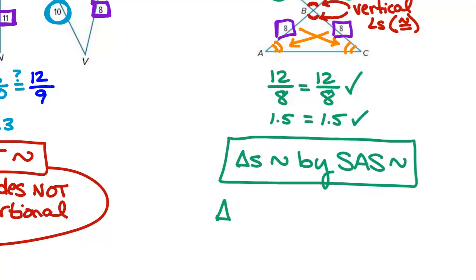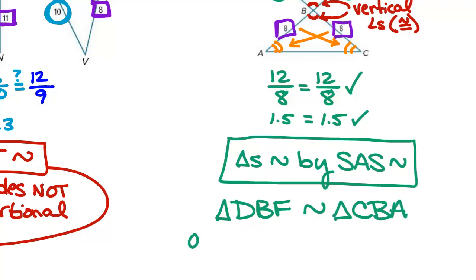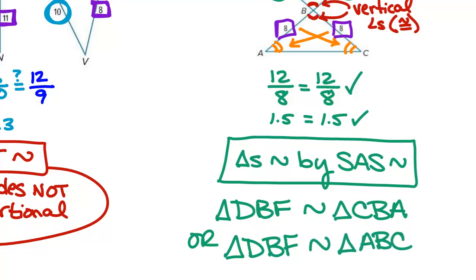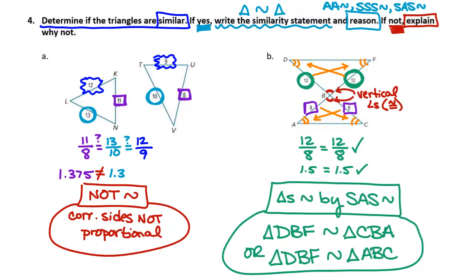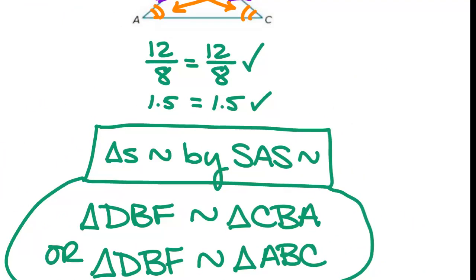All right, so one of the ways I could write this similarity statement, triangle DBF is similar to CBA, or I could say that triangle DBF is similar to what? ABC. The only reason I have two ways of doing this is because these are isosceles triangles. Inside the triangle, there are two congruent angles.